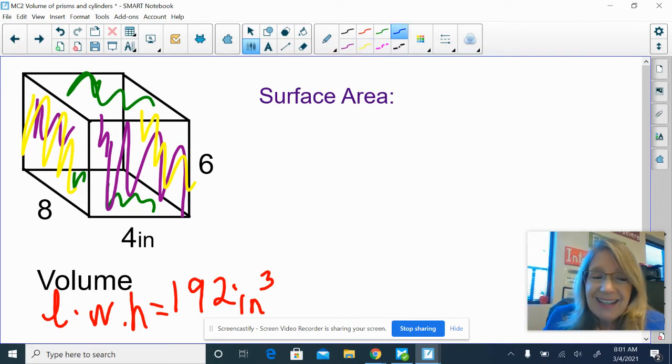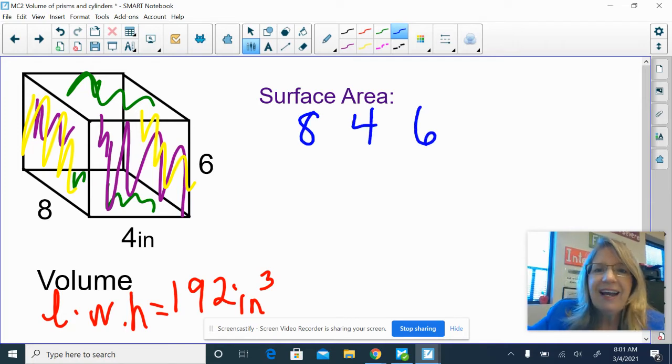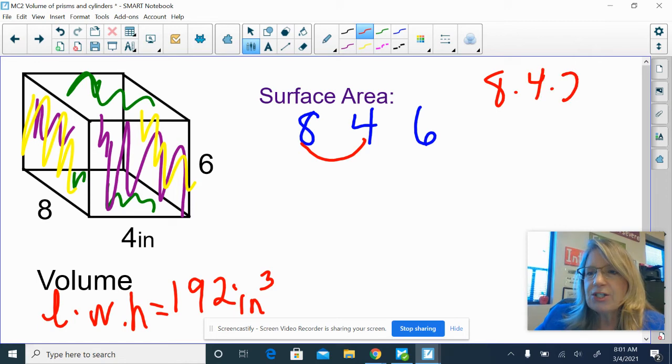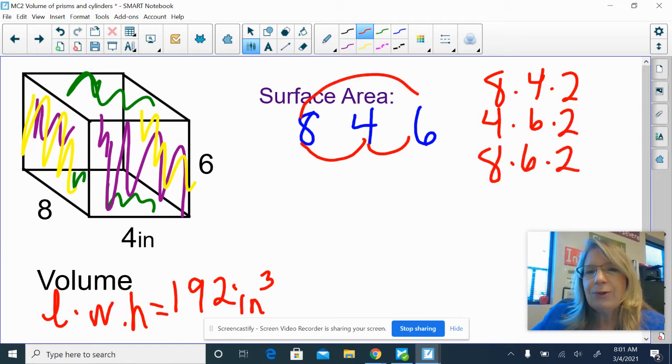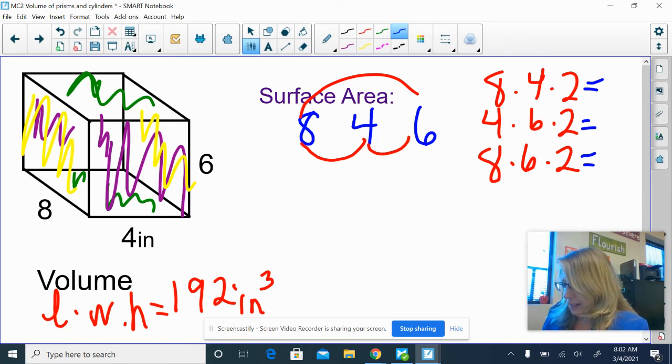I personally just list all 3 dimensions, and then I make sure I don't miss a number. I say 8 times 4 times 2, 4 times 6 times 2, and then 8 times 6 times 2, and I'm going to use a calculator on all of those. Here we go. 4 times 8 times 2 equals 64.